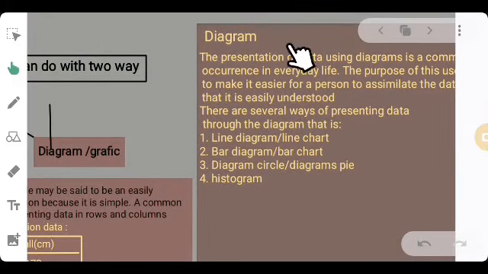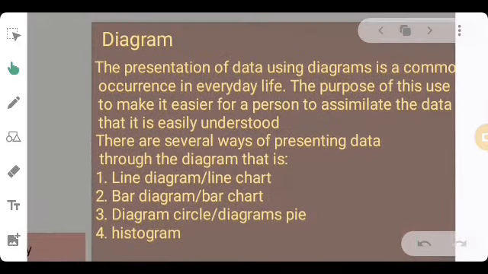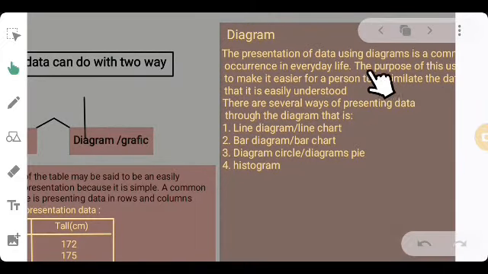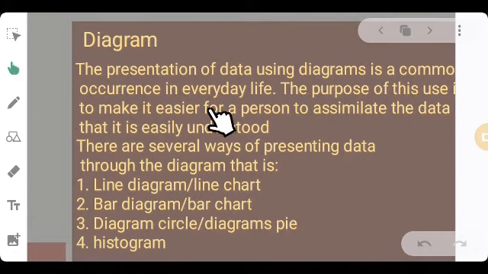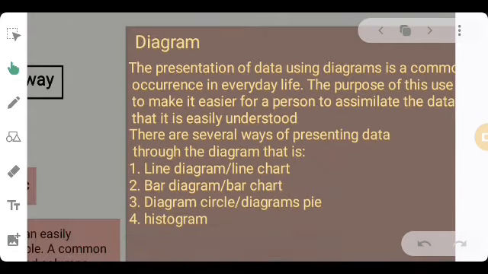Number two, the diagram. The presentation using a diagram is common across everyday life. The purpose is to make it easier for a person to assimilate the data so that it is easily understood. There are several ways to present data. Third, the diagram. Number one, line diagram or line chart. Number two, bar diagram or bar chart. Number three, triangle diagram or pie diagram. And fourth, histogram.